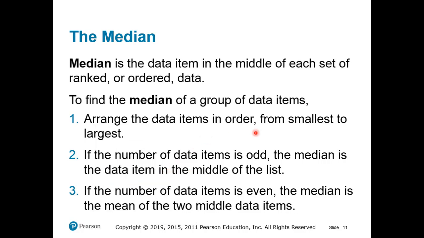It doesn't matter whether you do it smallest to largest or largest to smallest, but it has to be in order. It has to be arranged. Step 2: if the number of data items is odd, then there will be a middle number, and the middle number will be your median. If your data set has an even number of values, then there will be no quote-unquote middle number. So to find the median, you'll have to take the two middle data items and take the average of those two, and that will be your median. It's that easy. That's how you find the median.